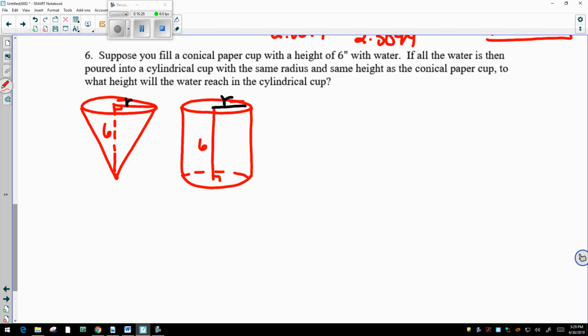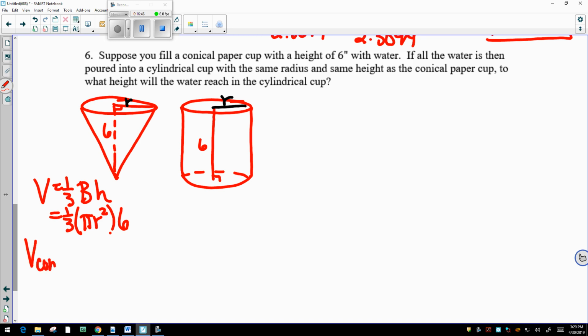Okay, so if we're thinking about this, our volume formula is 1/3 big B times H, where the big B is going to this time be pi r squared because it's a circle. And then our height we actually have, it's a height of 6. So if I were to simplify the volume of the cone, 1/3 of 6 is 2 pi r squared. That's all I know right now.